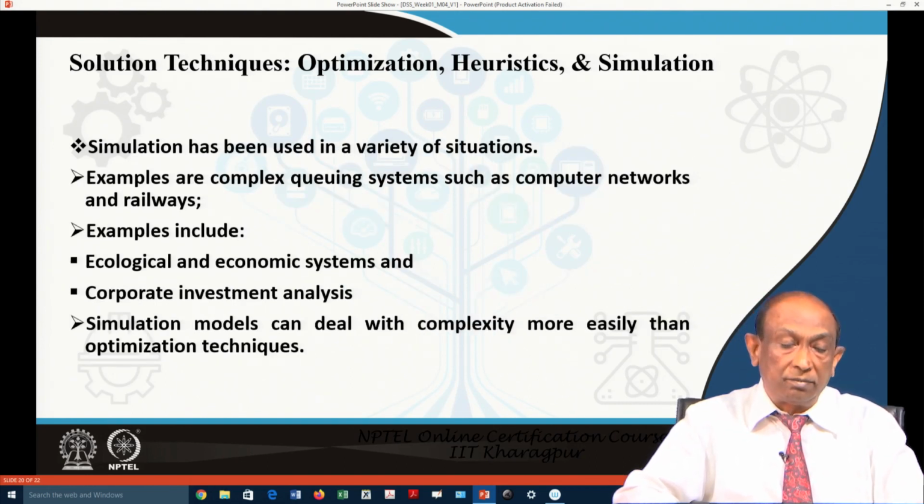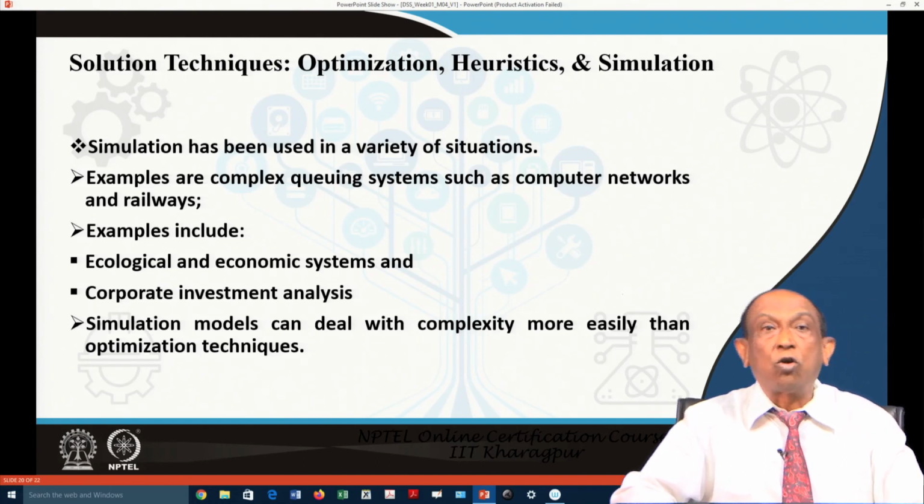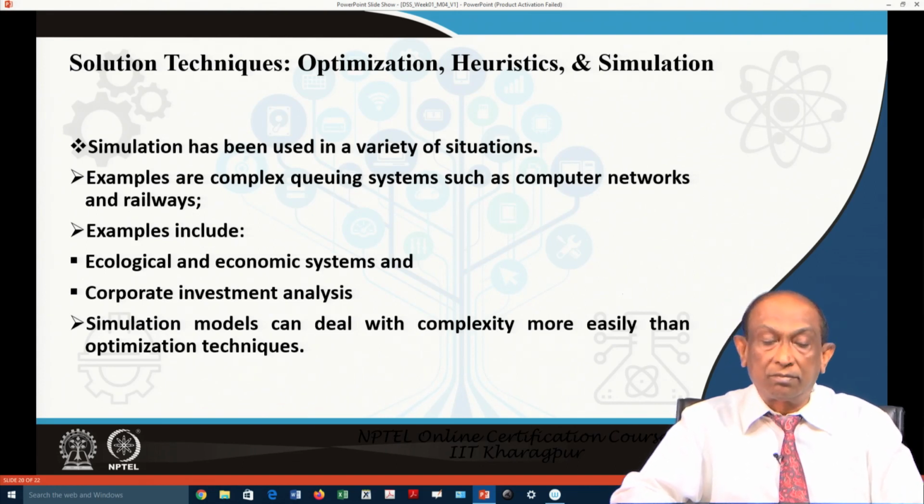Simulation has been used in a variety of situations. Examples are queuing systems, for example, computer networks, railways. Examples include ecological and economic systems and corporate investment analysis.